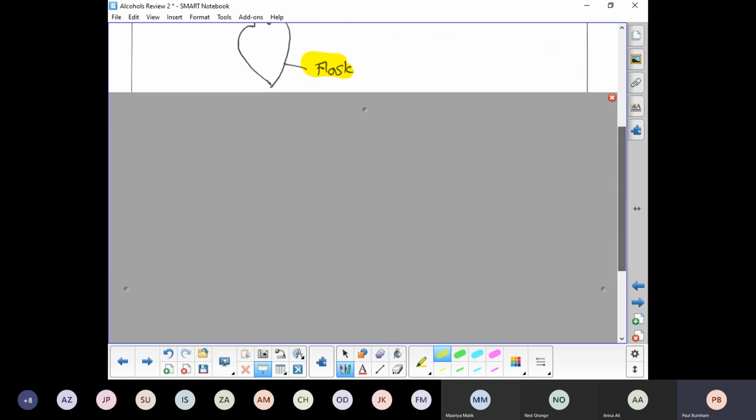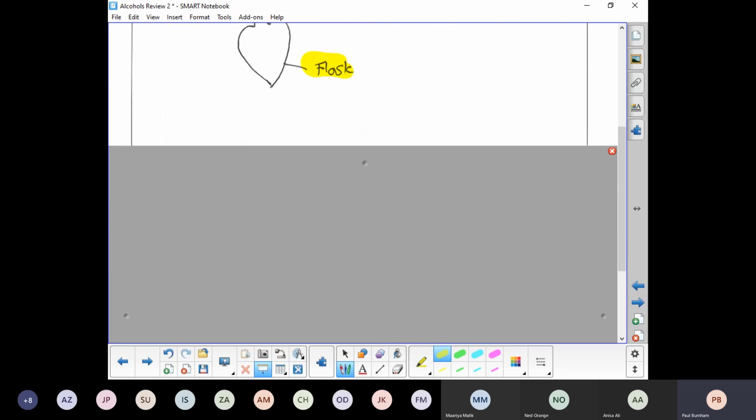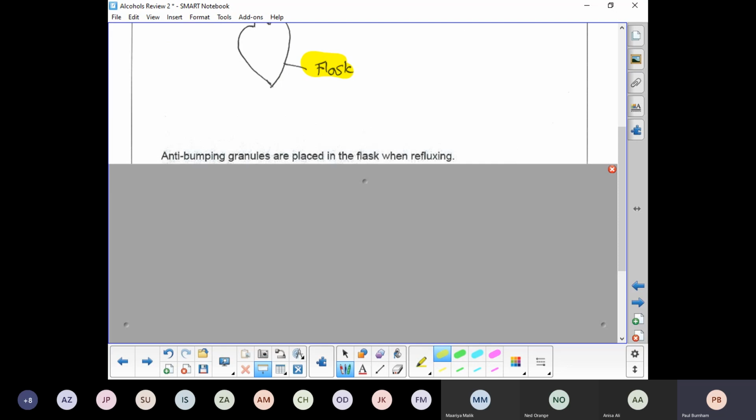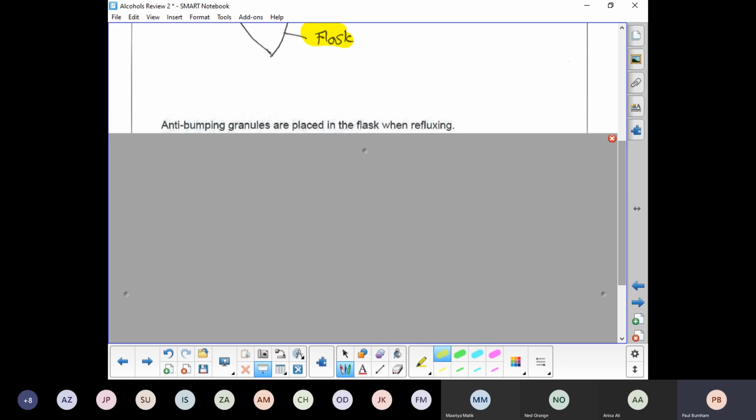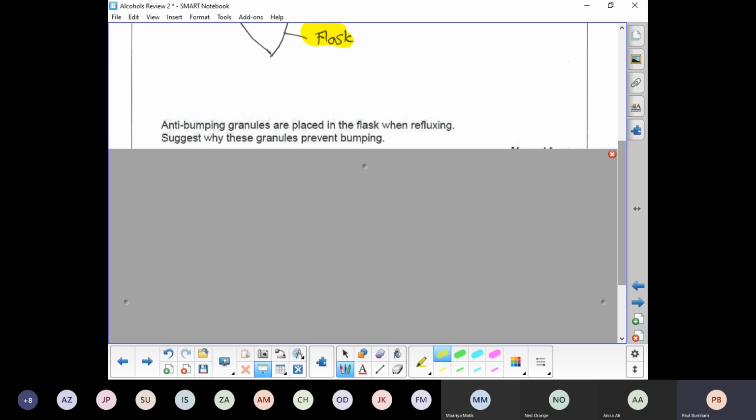Now, to finish off with this part of the question, we're considering some of the other products. Oh, before we do that, we've got anti-bumping granules. So why are anti-bumping granules placed in the flask? Anti-bumping granules prevent bumping, and so you're not allowed to say they're there to prevent bumping. That's already mentioned in the question.